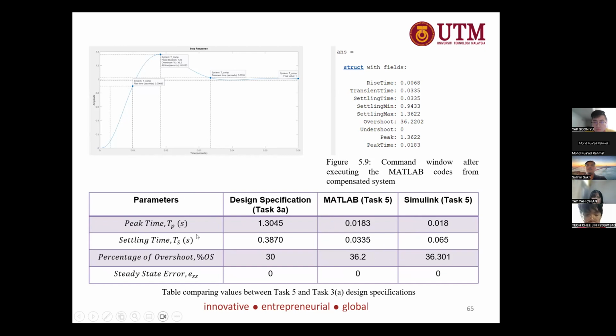And also for the percentage overshoot, we achieve 36%. However, in the design specification, we have set it to be 30%. But this 36% should be good enough because we have drastically reduced the percentage overshoot from the original value, which is 50% to 36%, which has been reduced by 48%. So we will consider the result achieved in task 5 using the compensator technique.